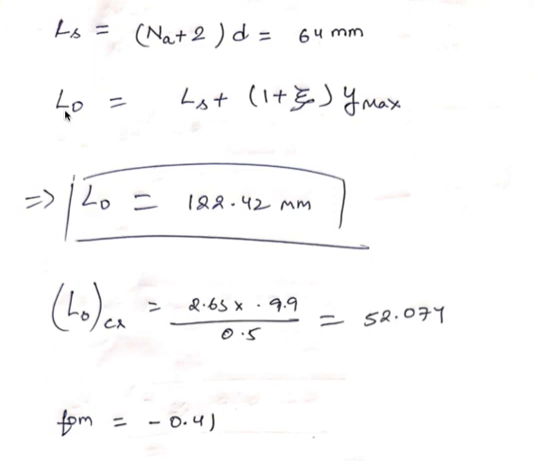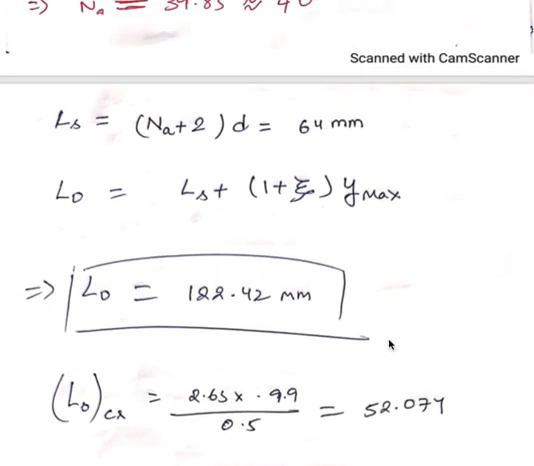And the free length would be equal to the solid length plus 1 plus psi times y max. It comes out to be 122.42 mm. Now L naught critical in this particular case, it turns out to be 2.63 times 9.9 by 0.5, which is 52.074. Okay, so now for this particular choice of wire diameter, we are violating several constraints.